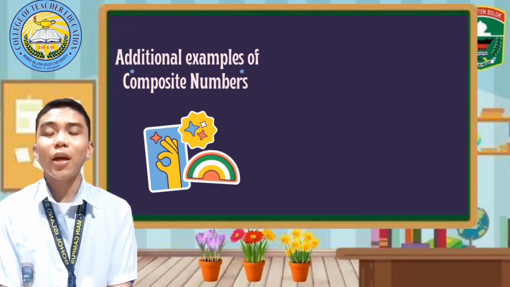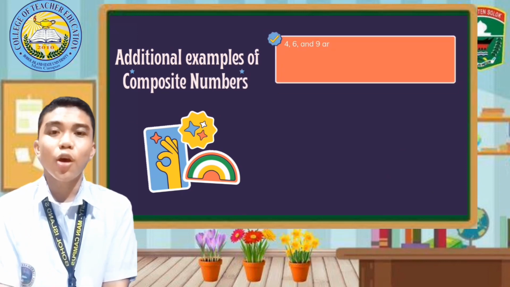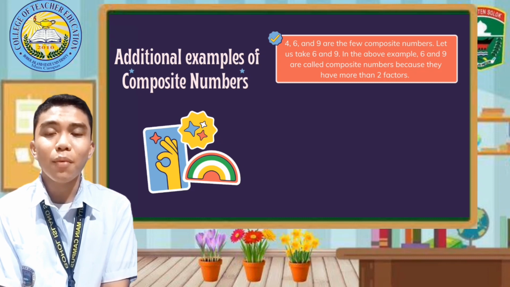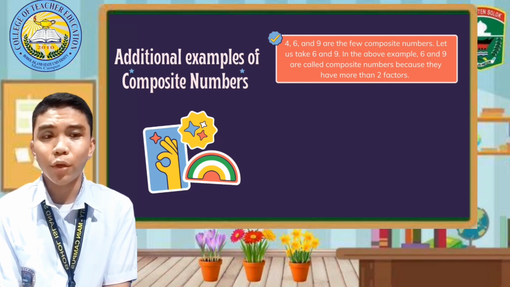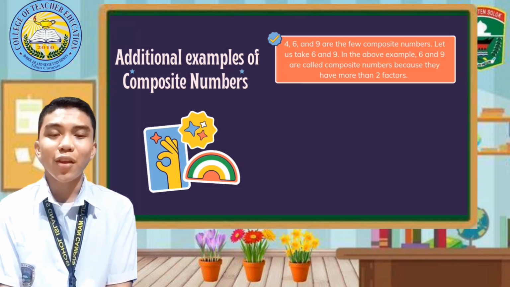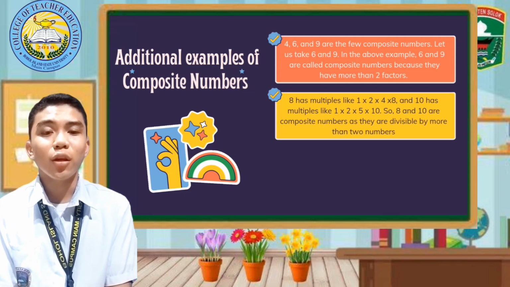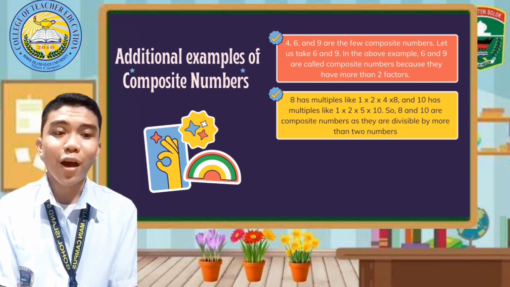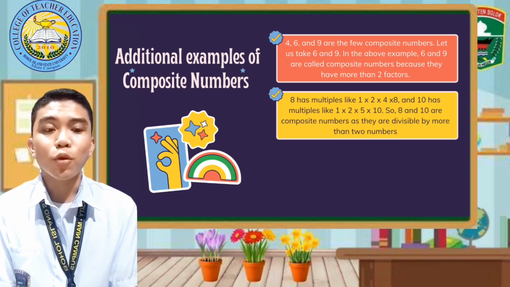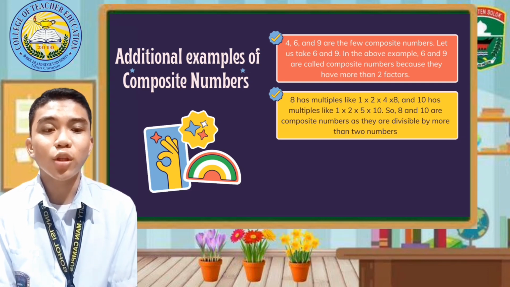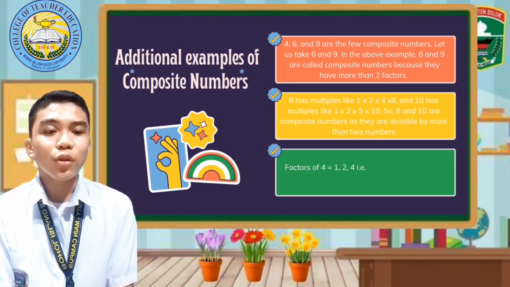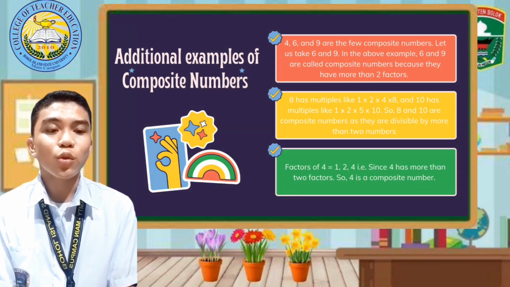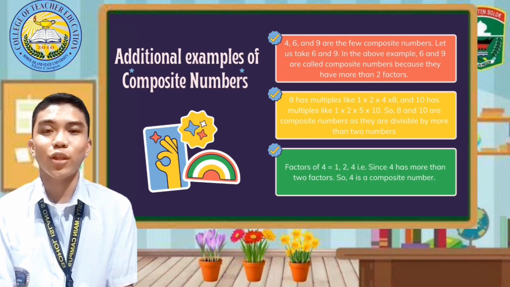Let us have some additional examples of composite numbers. 4, 6, and 9 are a few composite numbers. Let us take for example 6 and 9. In the above example, 6 and 9 are called composite numbers because they have more than two factors. Another one, 8 has factors like 1, 2, 4, and 8, and 10 has factors like 1, 2, 5, and 10. Meaning they are composite numbers as they are divisible by more than two numbers. Lastly, the factors of 4 are 1, 2, and 4. Since 4 has more than two factors, 4 is a composite number.